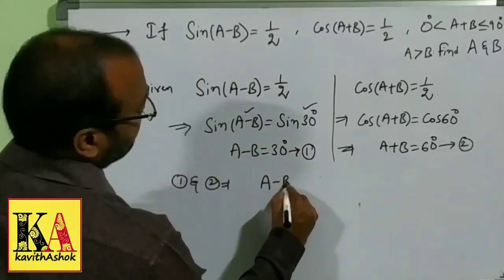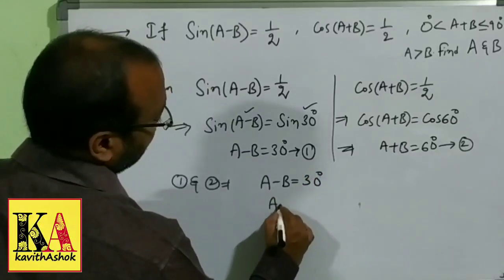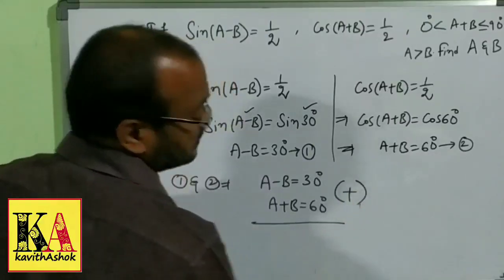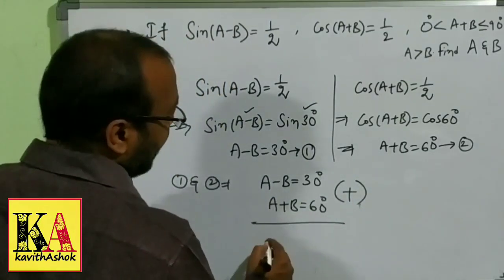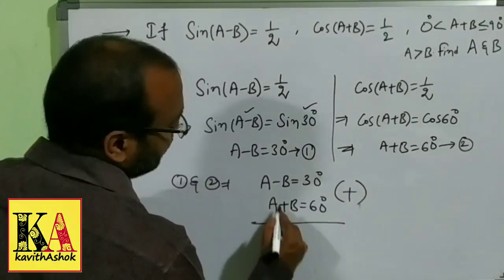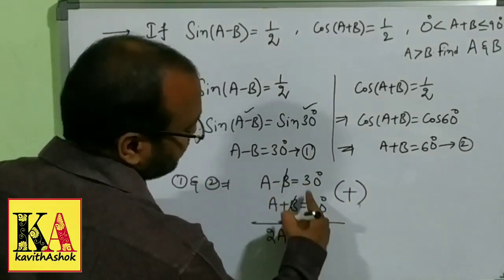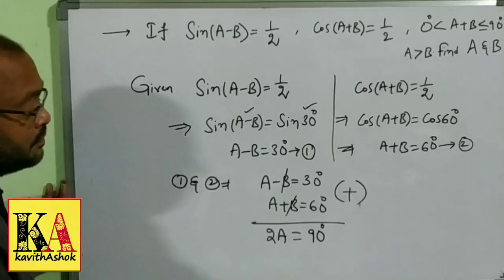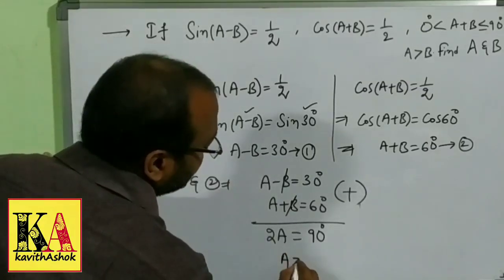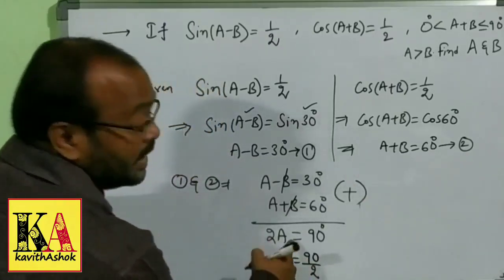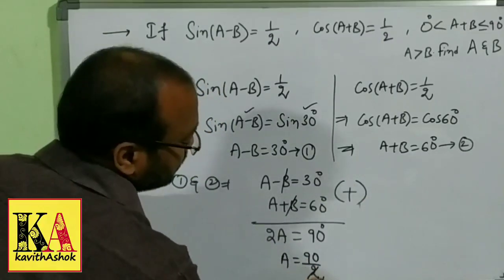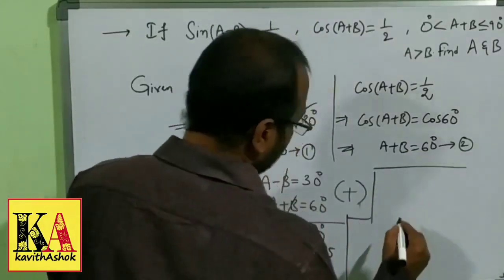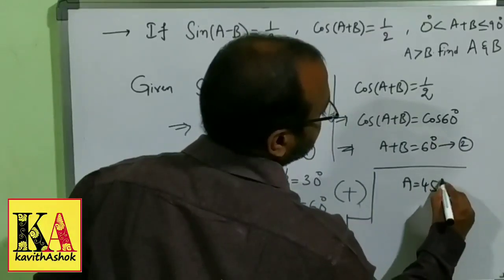From 1 and 2, A minus B is equal to 30 degrees and A plus B is equal to 60 degrees. Simply add these two equations. A plus A becomes 2A, minus B plus B gets cancelled, and 30 plus 60 becomes 90 degrees. So 2A is equal to 90 degrees, then A is equal to 90 by 2. Why? Because the 2 goes to the other side as divided by 2. So A is equal to 45 degrees.